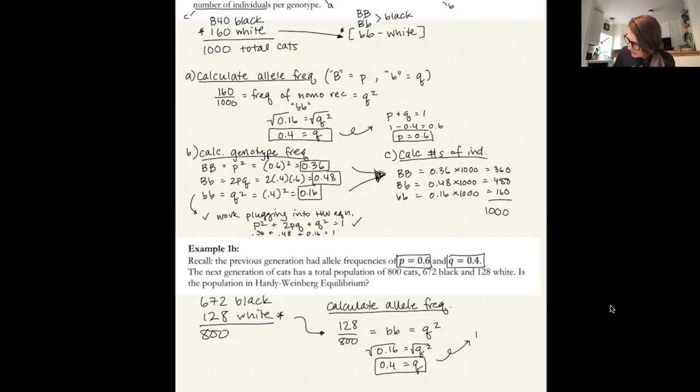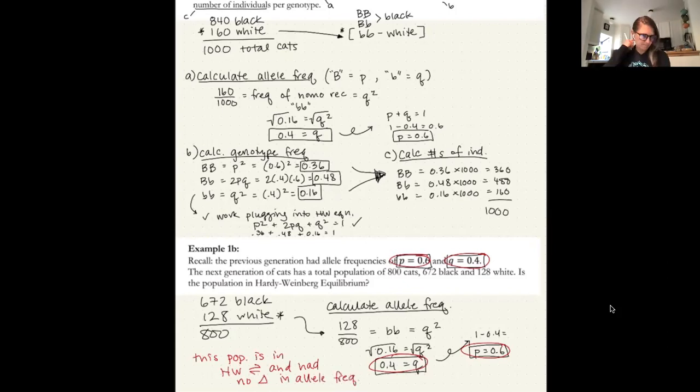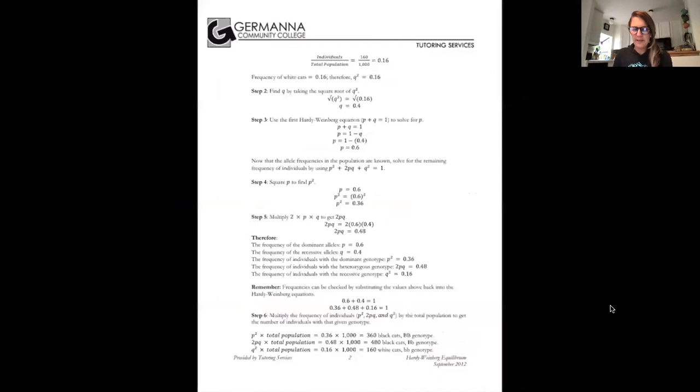Remember, we can calculate P by 1 minus that. So P is going to be equal to 0.6. And if you recall here, these numbers are the same as the previous generation. So this population is in fact in Hardy-Weinberg equilibrium and had no change in allele frequencies. All right. Okay, so hopefully that makes sense.